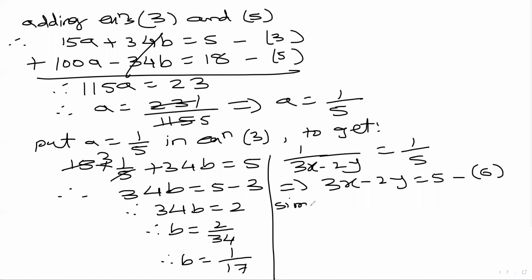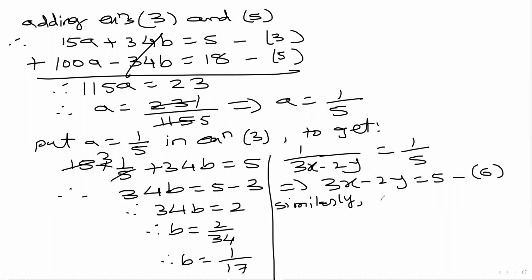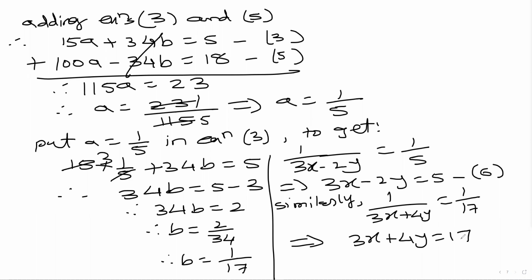Okay, similarly, b was 1 upon 3x plus 4y. So you get 1 upon 3x plus 4y is equal to 1 upon 17. Again, if you cross multiply, you get 3x plus 4y is equal to 17. Call this equation 7. Now you have to solve equation 6 and 7 again to obtain the values of x and y. How will you do?